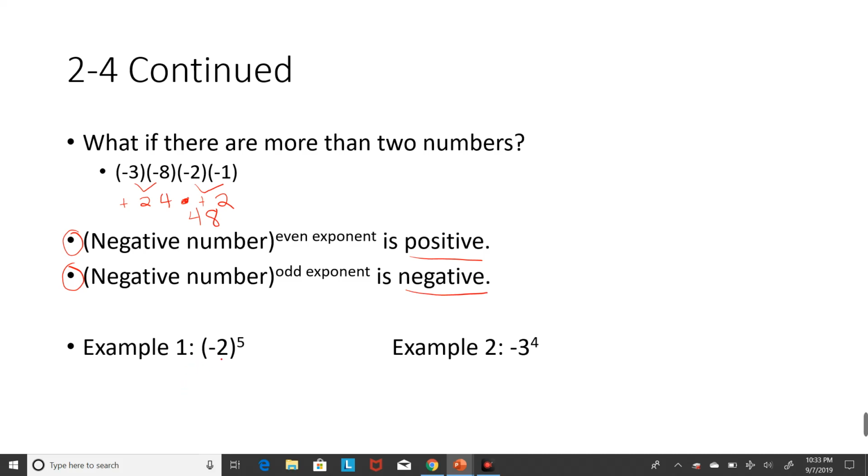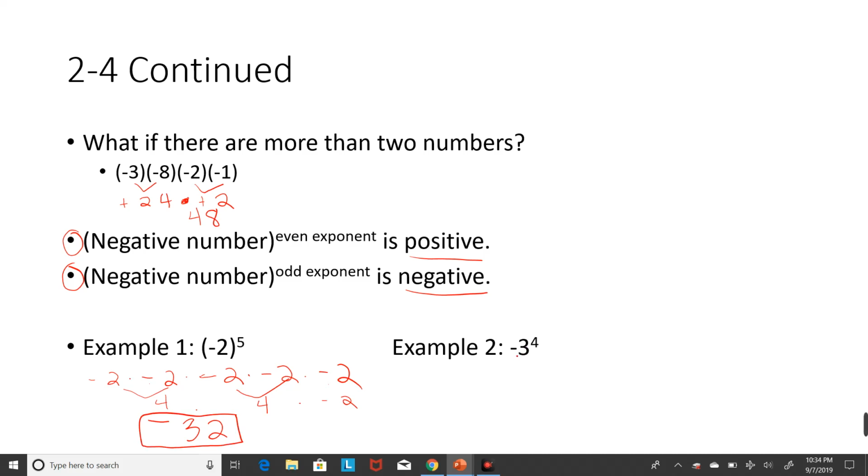So in example 1, negative 2 in parentheses raised to the 5th power. That would be negative 2 times negative 2 times negative 2 times negative 2 times negative 2. See how there are an odd number of negative signs, 1, 2, 3, 4, 5, which means the answer is going to come out to be negative. 2 times 2 is 4. 2 times 2 is 4. And then we have a negative 2 left over. 4 times 4 is 16. And 16 times negative 2 is negative 32.